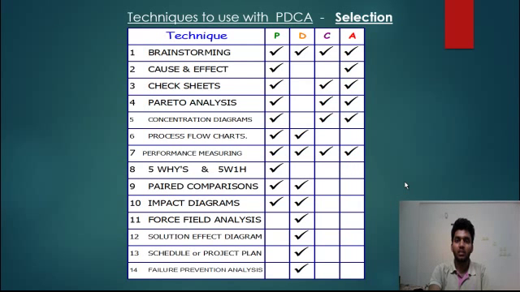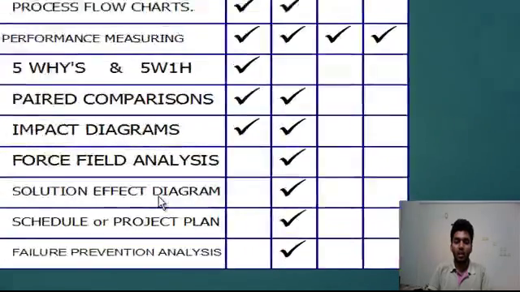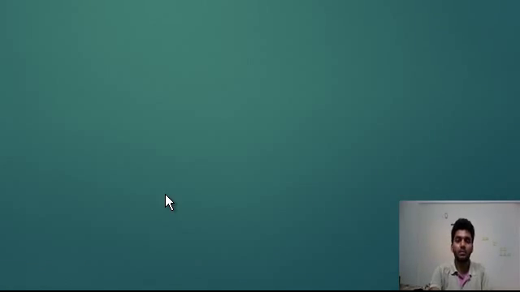And these are the techniques that are used to find the problems in the plan phase and also do the required improvements in the do phase, and checklists in the check phase and also the act phase. Brainstorming, cause and effect, check sheets, Pareto analysis, concentration diagrams, process flow charts, performance measuring, 5 whys and 5 whats, paired comparisons, impact diagrams, force fit analysis, solution effect diagram, scheduler project plan, and also failure prevention analysis.